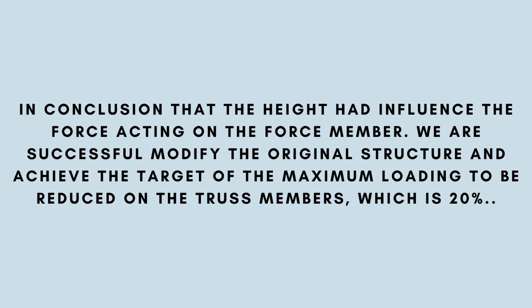As a result, we managed to reduce the maximum force of the structure from 14,025.2 Newton to 11,123.1 Newton. The modification outcome is that the overall force on the truss decreased. We conclude that the height influenced the force acting on the members. We successfully modified the original structure and achieved the target of reducing the maximum loading on the truss members, which is 20%.